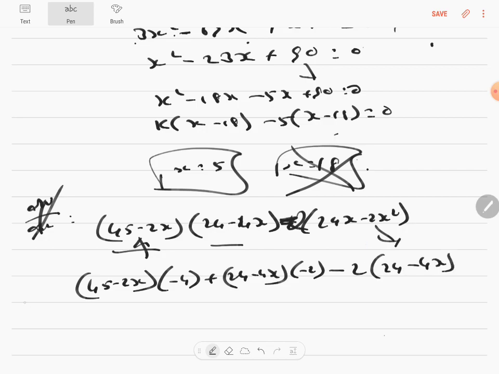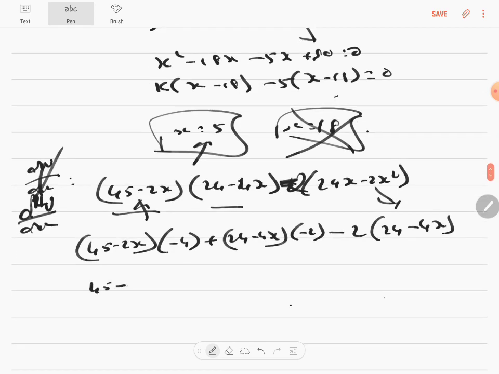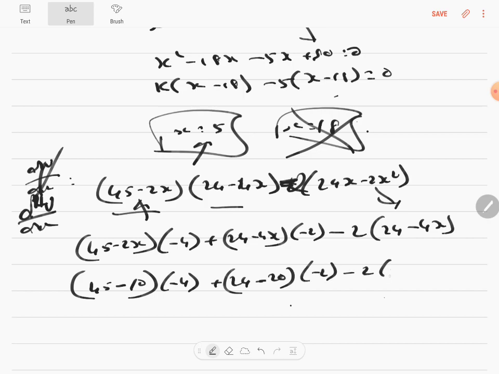Minus 2 into differentiation of this is 24 minus 4x. And you know x is equal to 5. In all this d square v by dx square, you put x as 5. So 45 minus 5 2s are 10 minus 4 plus 24 minus 5 4s are 20 minus 2. Minus 2 into 24 minus 20.